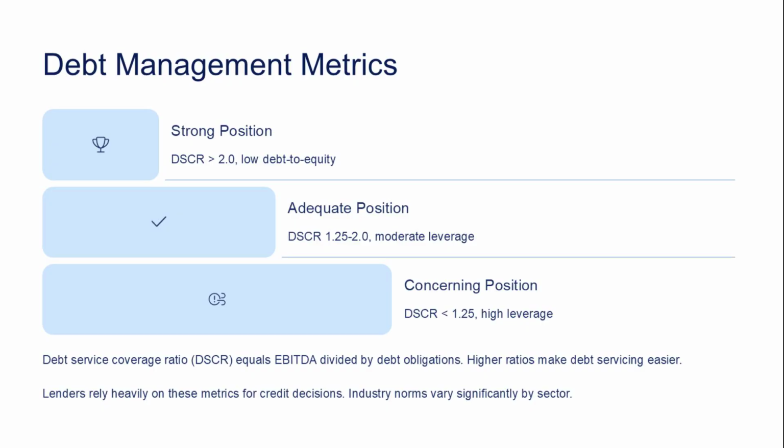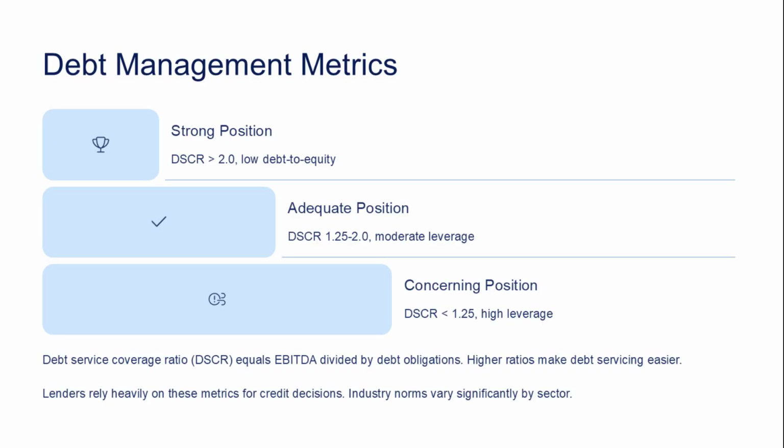Debt management metrics are key indicators that lenders use to assess a company's ability to service its debt. A strong position is indicated by a DSCR over 2.0 and low debt-to-equity ratio, showing the company can easily cover its debt obligations. An adequate position has a DSCR between 1.25-2.0 and moderate leverage, indicating the company can meet its debt service requirements.